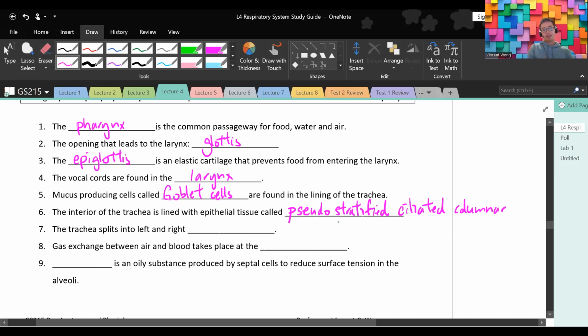Okay, pseudo means like fake. So it appears to be stratified, appears to be multiple layers, but it's not. It's just a single layer. Right? So pseudo means fake, right?